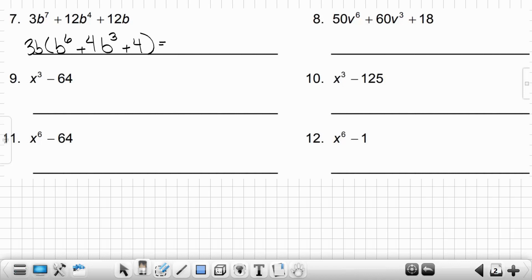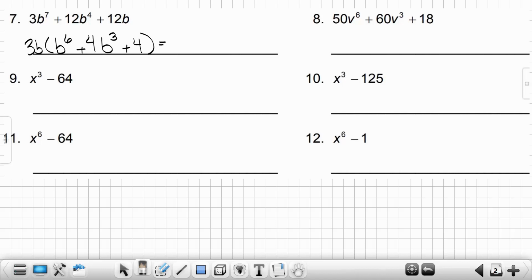It is a perfect square trinomial because what number is in front of the b to the 6th? 1. What's this number? Okay. So what number squared makes 1? 1. Okay. What number squared makes 4? 2. So is this number 2 times 1 times 2? Yes. That's how you check a perfect square trinomial. You check the square root of the number in front of the first term is 1. The square root of the last number is 2. 2 times 1 times 2, does that make it?